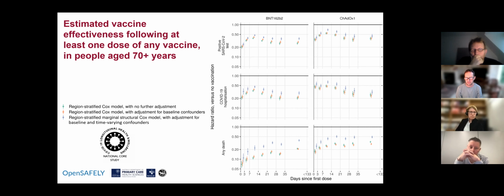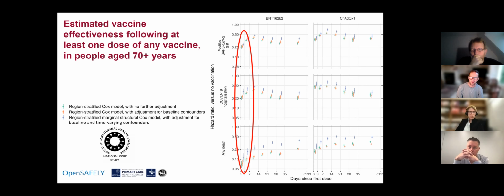When we look at that, the first thing we can see is mortality: adjustment for the time-varying confounding, adjustment for the fact that people who'd recently had a test were hugely less likely to be vaccinated, made a really enormous difference to estimated efficacy.